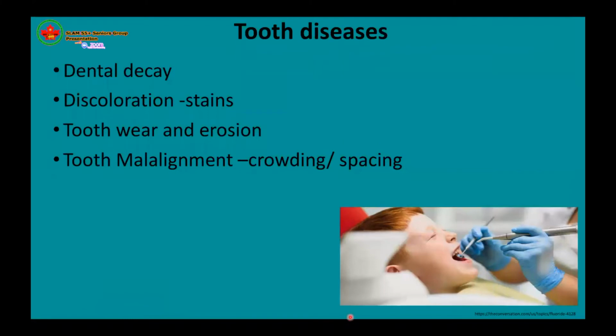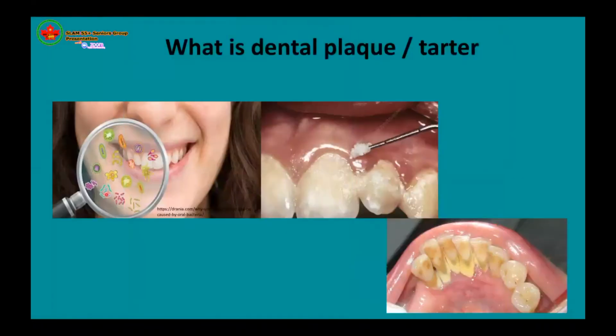First, I'm going to discuss common tooth diseases. They can be dental decay or dental caries, tooth discoloration, tooth wear, and tooth malalignment. Dental caries are caused by dental plaque. Let's see what this dental plaque is.